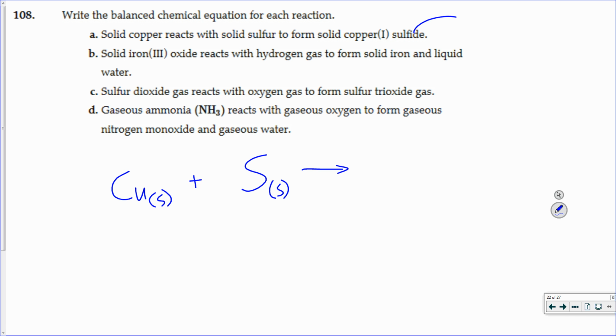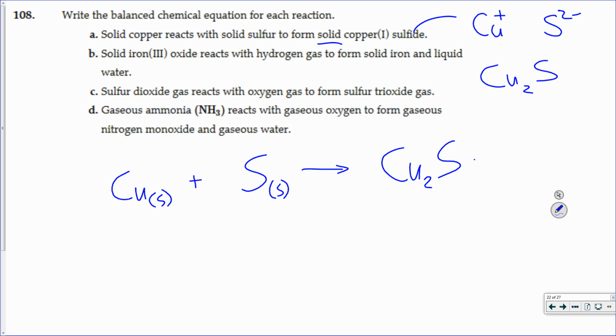So if it's copper 1, the 1 tells me it's plus 1. What's the charge on the sulfur? It's a -2. Okay, it's in the 6A family, so 6 minus 8 is minus 2. So when I write the formula, I'm going to use the crossover rule. It would be Cu2S. Say again? Yeah, it tells us a solid. It is a solid phase.